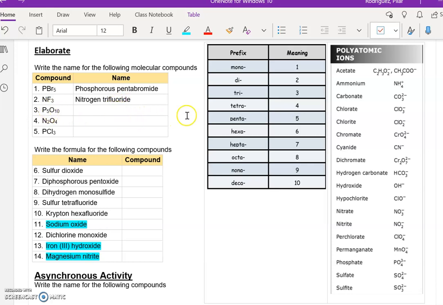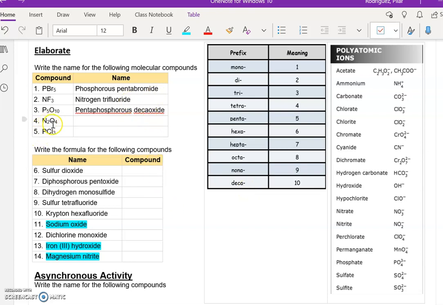Ooh, now I have a 5 here. So 5 is penta. So pentaphosphorus. Second element is oxygen, and there's 10. Deca is 10. Decaoxide. Remember, IDE ends in IDE.